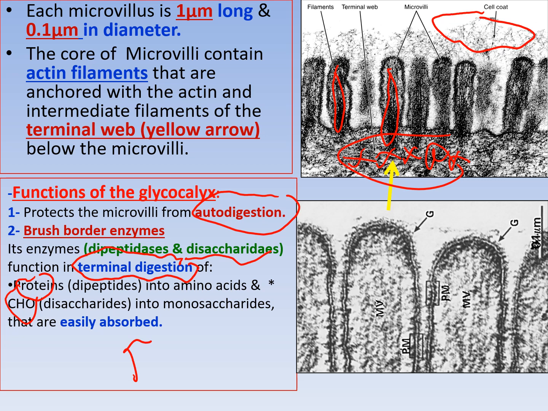So what is the function of glycocalyx here? It is an important question. Glycocalyx protects the microvilli from autodigestion, and it also carries the brush border enzyme, for example, dipeptidase and disaccharidase.